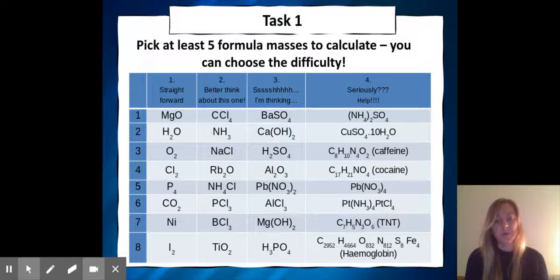If you pause the video, try these 5 formula masses, and then unpause to see the answers. You can then self-mark your work and check that you're getting on okay.